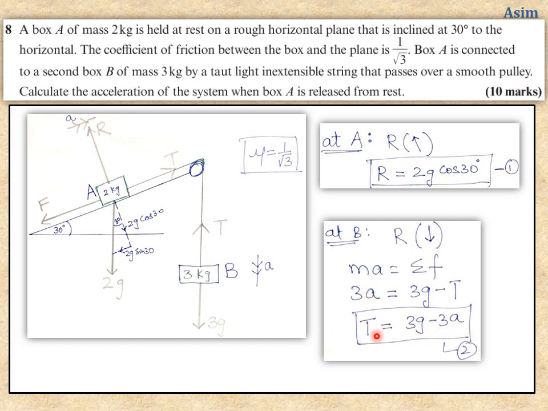So we have an equation now with two unknowns. We need one more equation to solve them simultaneously. We can go back to A and resolve the horizontal component now. Let's take the next slide.